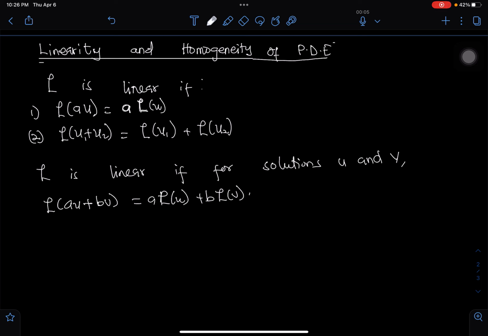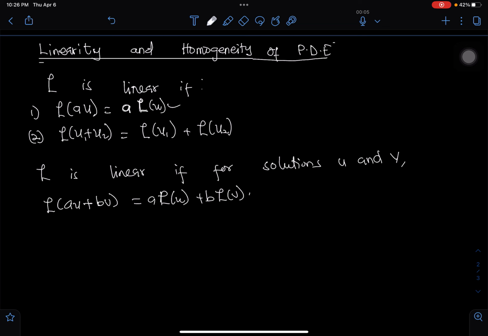A linear operator L is said to be linear if, when it operates on a constant times u, where u is the solution, or the dependent variable, we get the constant multiplied by the operator acting on the dependent variable. At the same time, if we have two dependent variables, the operator acting on these two should be the same as the operator acting on one plus the operator acting on the other.